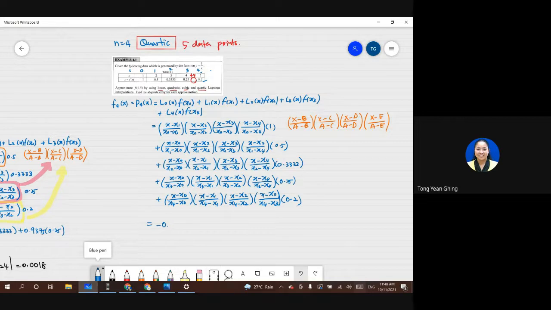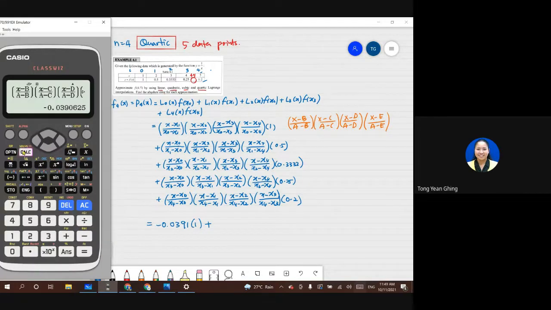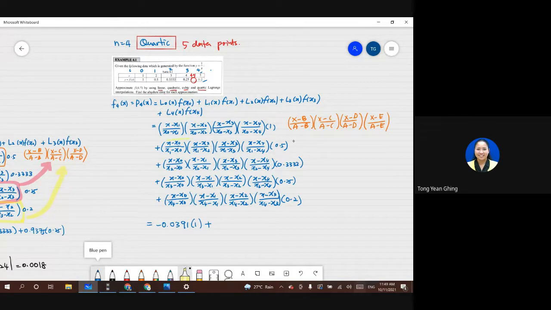Negative 0.0391 times 1, and then plus, use the same equation. Now x is still 4.5, and then go to the second row here. This one, and then we refer to this one. Check.